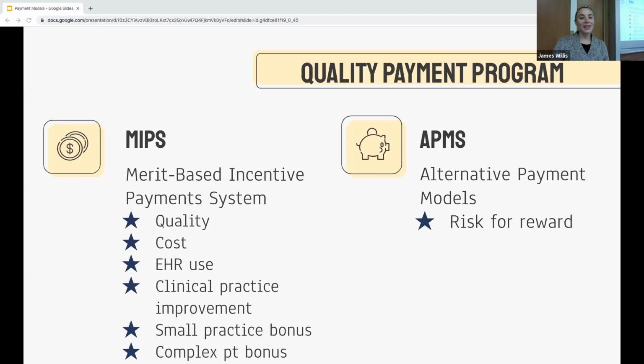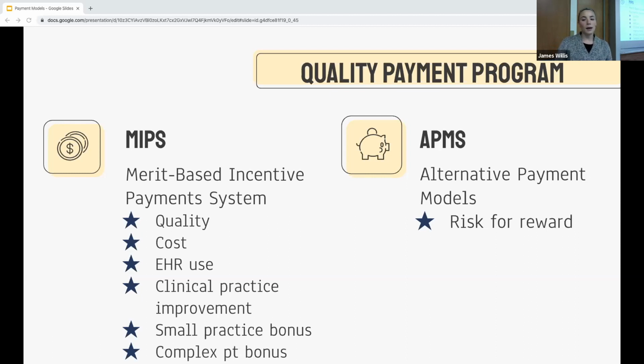And it also looks at cost or total spending per capita or per Medicare beneficiary, meaningful use of the electronic health record system, clinical practice improvement opportunities like a prescription drug monitoring program like iStop that we use, and documenting that. And it also involves a small practice bonus and a complex patient bonus, as these can make practices incur increased expenditures. So based off of MIPS, which you can opt into, these are opt-in programs. But most providers or physician groups are opted into one of them.